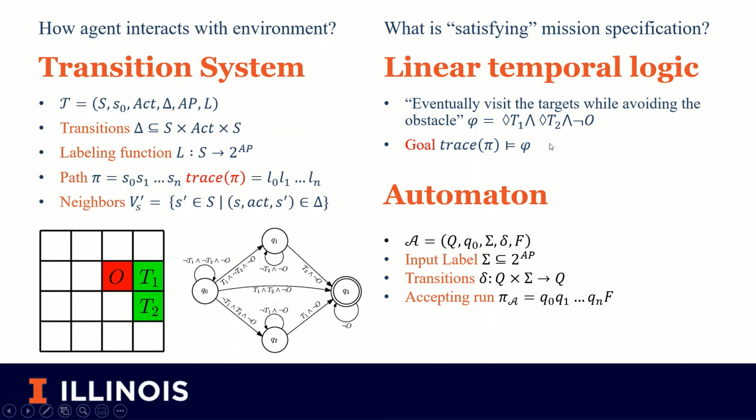Now, to track the satisfaction of the specification, you have an automaton graph. Each state of this graph describes a possible history of visited labels, and the transition depends on the label of the subsequent state in the transition system. And your goal is to get to the final state Q3, which satisfies the LTL formula.